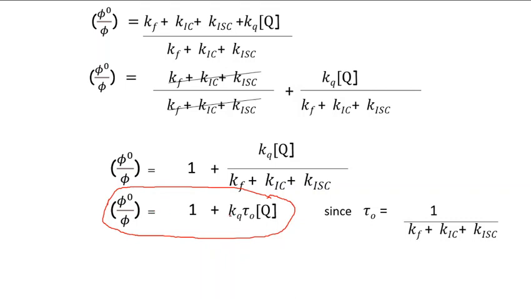If you pay a little attention, you can see it is in the form y equals mx plus c. This we take as y, this is mx, and this is our c. If we plot a graph with phi 0 by phi on one axis and Q on the other axis, we will get a straight line with an intercept on the y-axis equal to 1, and KQ tau 0, which we also call the Stern-Volmer constant, will be the slope. That's what I have written here.